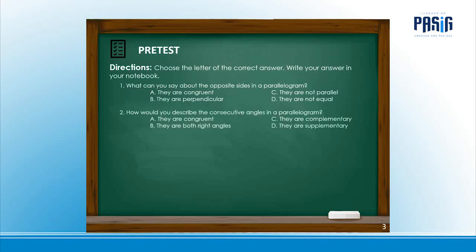Number 2. How would you describe the consecutive angles in a parallelogram? A. They are congruent. B. They are both right angles. C. They are complementary. D. They are supplementary. Your timer starts now.